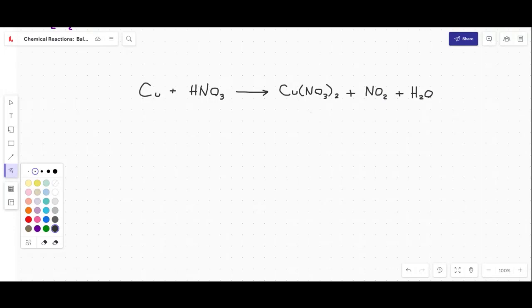So looking at this particular problem, I'll list out my elements: copper, hydrogen, nitrogen, and oxygen. Cu, hydrogen, nitrogen, and oxygen.